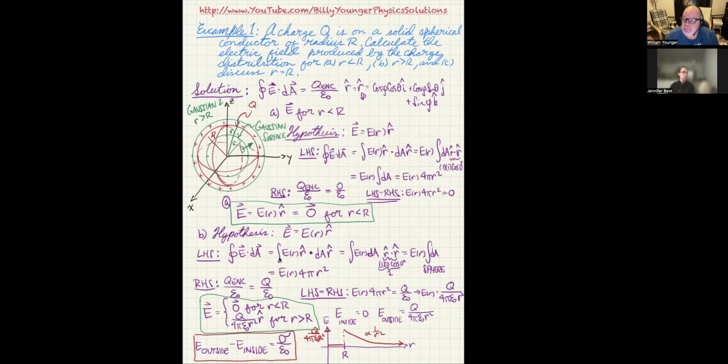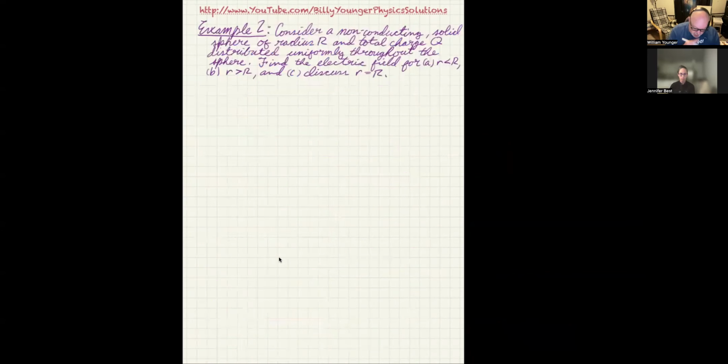All right. So example 2, this is another one, but this time we're using a non-conducting sphere. So consider a non-conducting solid sphere of radius R and total charge big Q distributed uniformly throughout the sphere. Find the electric field for A, r less than R, B, r greater than R, and C, discuss r equals R.